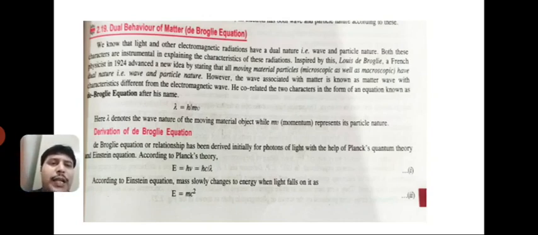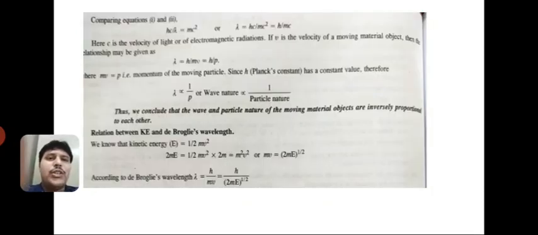According to Planck's theory, E equal to h nu, that is equal to hc upon lambda, and according to Einstein's equation, mass changes to energy, so E equal to mc square. So we are getting two equations, 1 and 2, for energy, and by comparing these two equations we get hc upon lambda is equal to mc square. So lambda equal to hc upon mc square, and by cancelling c, we get lambda equal to h upon mc.